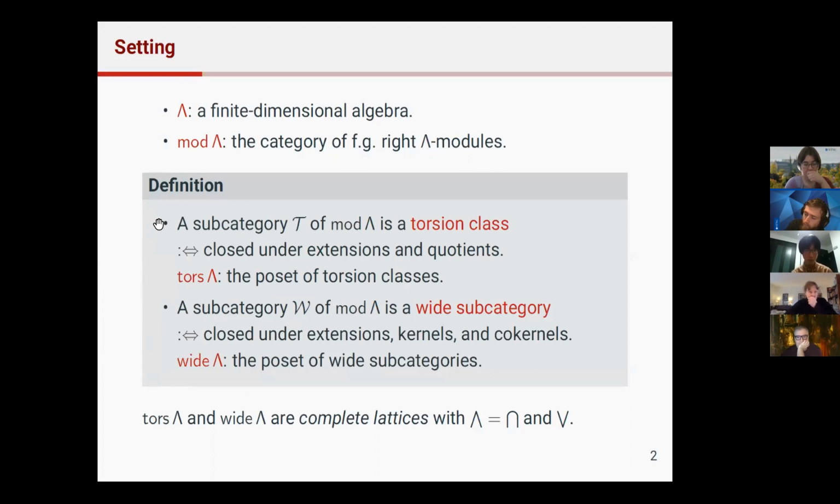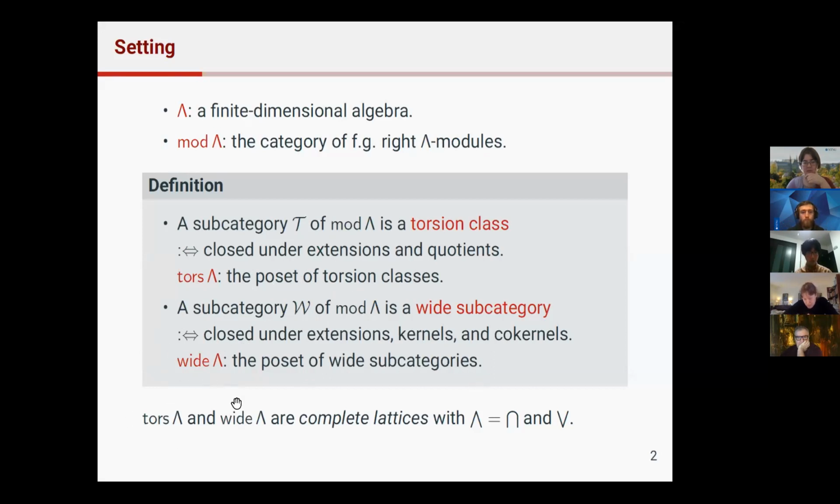And maybe most of you know torsion classes and wide subcategories. Torsion class is a subcategory of mod lambda, which is closed under extensions and quotients. And tors lambda denotes the poset of torsion classes, where the poset structure is usually inclusion of subcategories. And wide subcategory is a subcategory which is closed under extensions, kernels, and cokernels, so abelian subcategories. And similarly, we can consider wide lambda, the poset of wide subcategories.